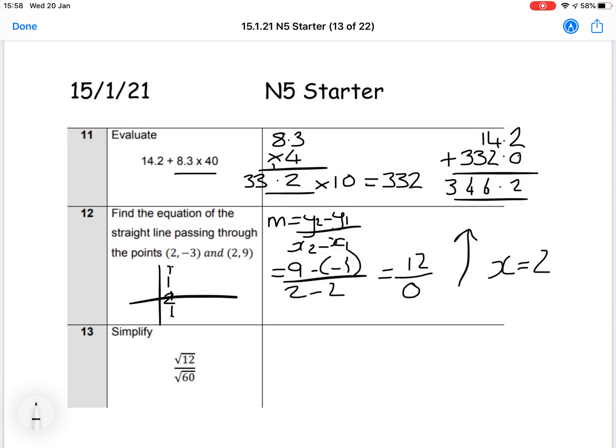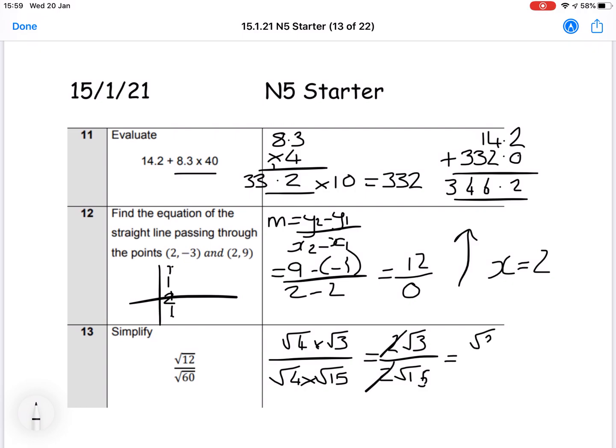Okay, number 13, we have simplifying surds. So root 12, we would split that up into root 4 times root 3. We want two numbers that multiply to 12 and one has to be a square number. The same thing for 60, and 60 would actually split into root 4 times root 15. So these two root 4s would actually cancel down. So you could simplify that to 2 root 3 over 2 root 15 and then cancel it down, or you could just cancel down the 2 root 4s. It wouldn't matter where you did it. So we are going to be left with root 3 over root 15.